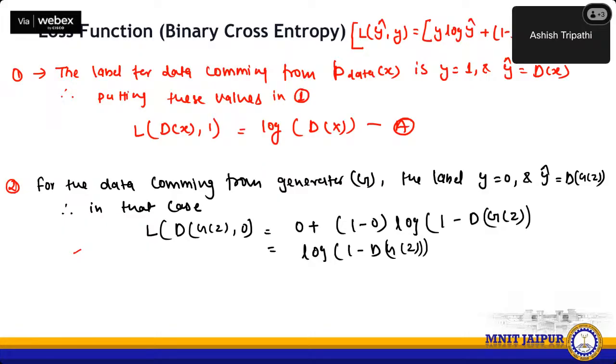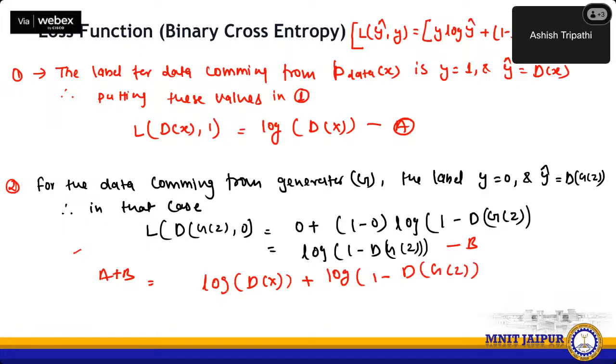So I was talking about the loss at the discriminator end. So this is equation A and this is equation B. So the total loss for the discriminator will be A plus B. So it is going to be log of D of x plus log of 1 minus D of G of z. So this is the total loss. Got it? So this is the loss for the discriminator.